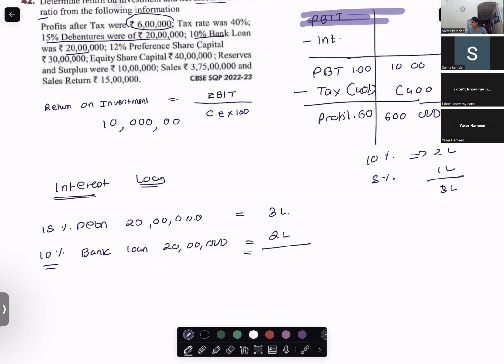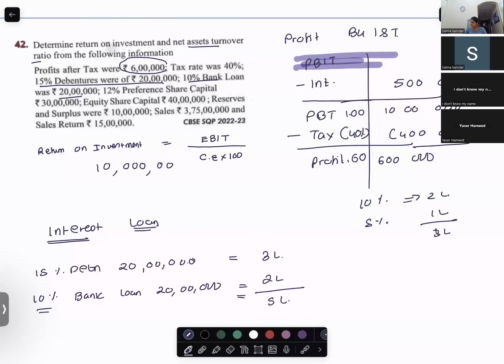Your total interest is how much? 5 lakh, so I will put 5 lakh over here. So what is my profit before interest and tax? I want to go from down to up. From down to up, I will reverse: 10 lakh plus 5 lakh, 15 lakh. From down to up, you will do reverse. So if it's minus 5, you will do plus 5. So this becomes 15 lakh.